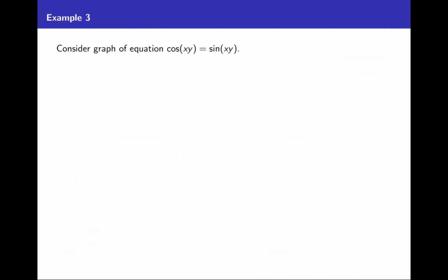Let's look at another example. In example 3, consider the graph of the equation cosine xy equals sine xy. And in this problem, we want to find the slope of the tangent to this graph at the point (pi, 1/4). X equals pi, y equals 1/4.